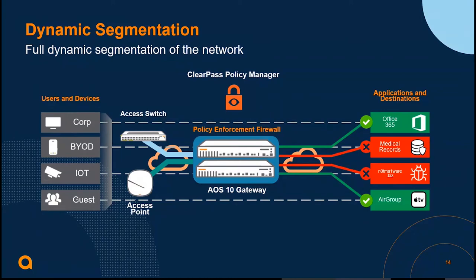So for example, yung role natin is corporate network. For our corporate role, I am allowed to access the Office 365 application and the AirGroup application. So automatically for other sites or applications, lock na ako dun, kasi hindi siya permitted under my role. So basically, this is one way to simplify and secure your network with the Aruba Dynamic Segmentation.